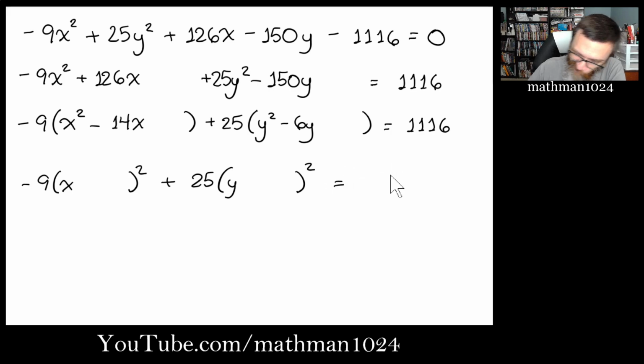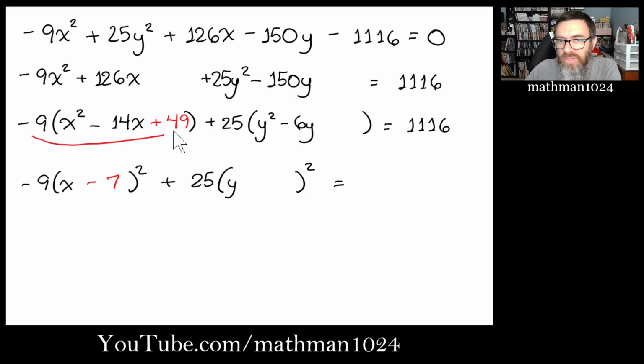All right. For the x's, half of -14 is -7. -7 squared is 49. Now again, we added 49, so that changes things. We multiply these out. All right, so let's see. 9 times 49 is 441. Yeah, that makes sense. So, oh, but this is -9, right? So I've got to go minus 441.